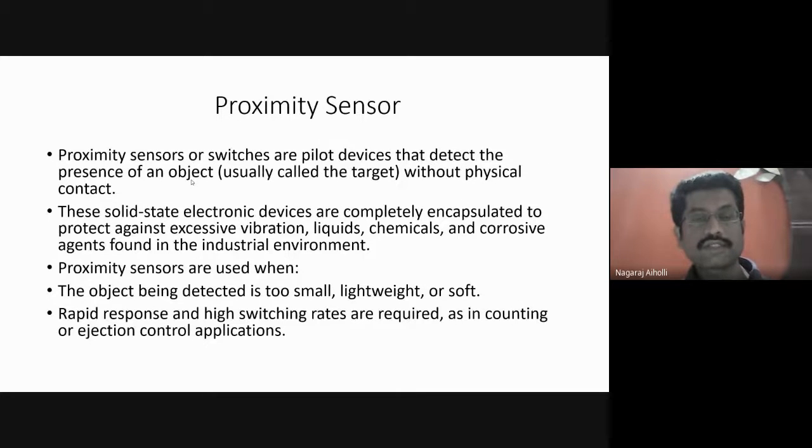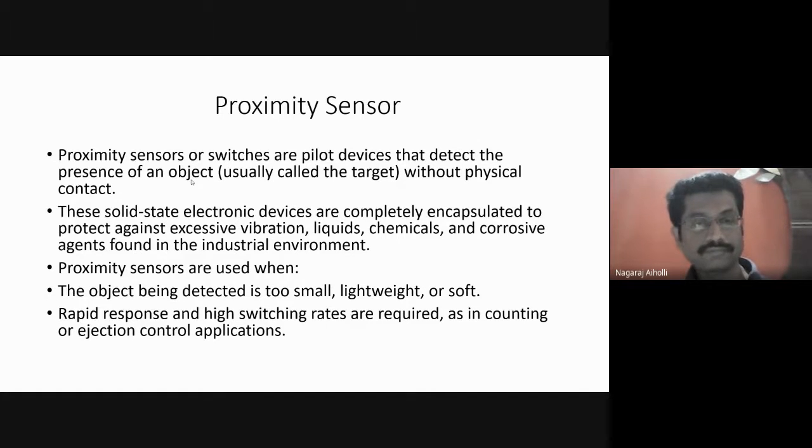And these proximity sensors have rapid response and high switching rates. Rapid response is the time to sense the object. How much time is necessary to sense the object? That is called the response time. If it is taking more time to detect the object, then we say that the response time is more. If it is taking less time to sense the target object, then we say that the response time is less.